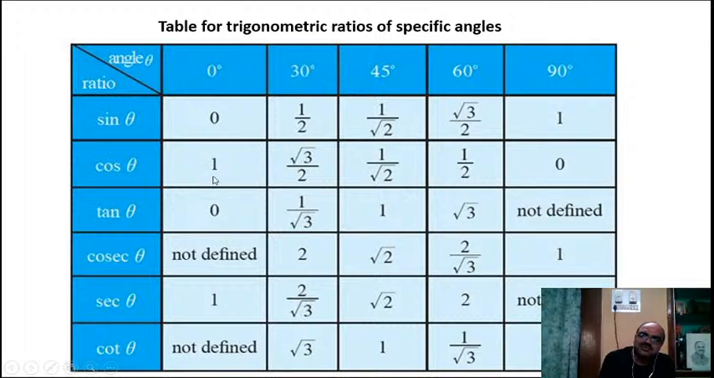Similarly, cos 0 is 1. Cos 30 is root 3 by 2. See friends, this is the relationship: sin 60 equals cos 30, and sin 30 equals cos 60.